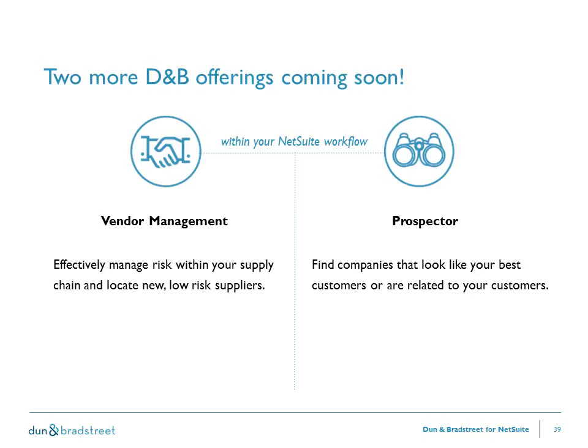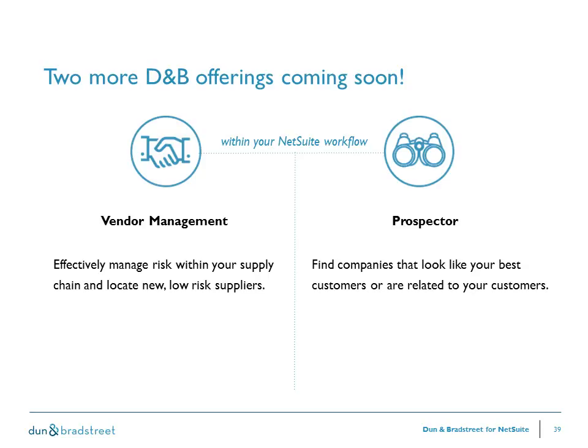So that's what's in market today. I wanted to take just a second to speak to what's coming. We're not done yet. The first one is vendor management, and we're going to look at expanding our risk solutions to incorporate risk on vendor management. Additionally, the ability to use the Dun & Bradstreet database to go find new low-risk suppliers when you have sourcing needs.